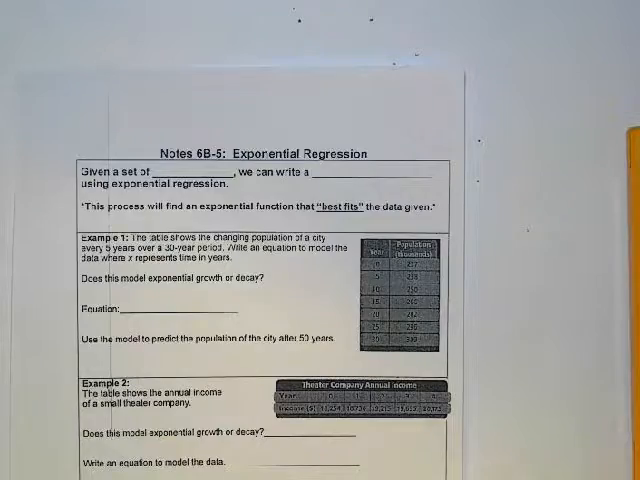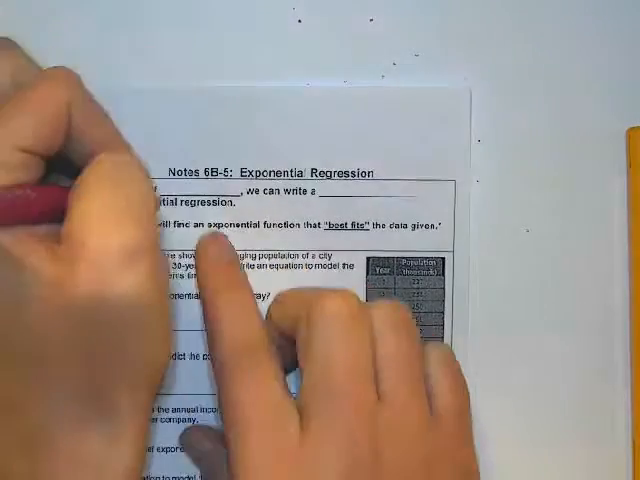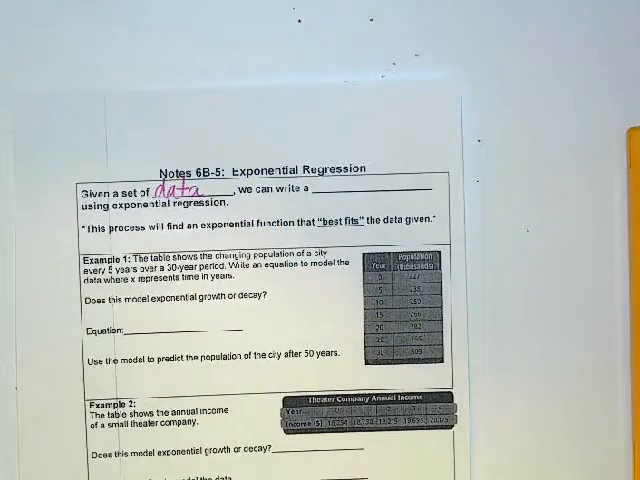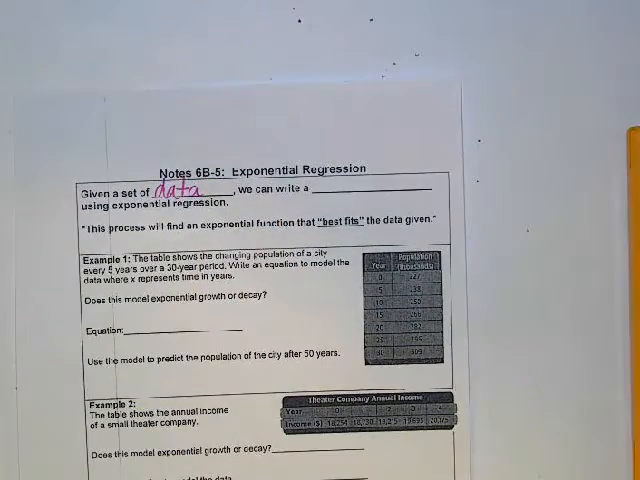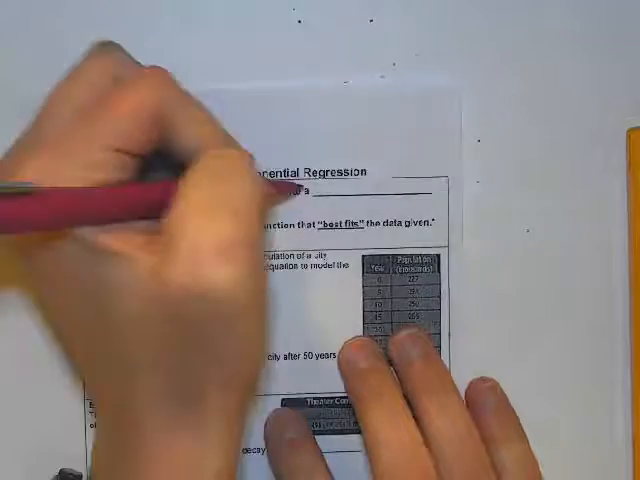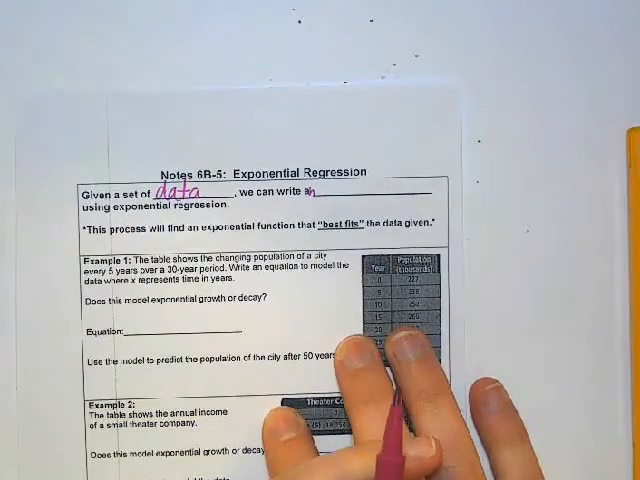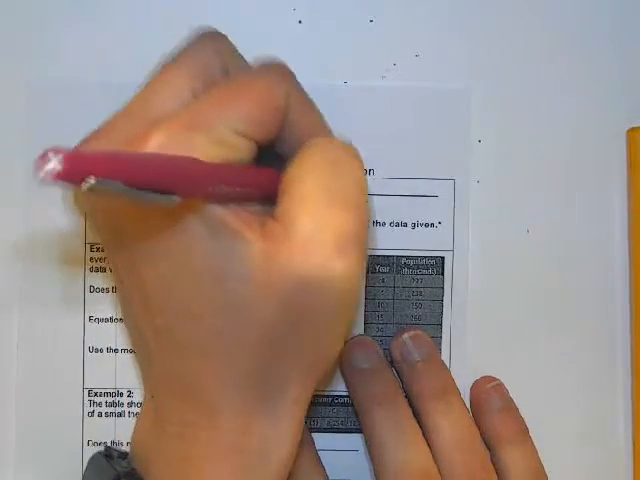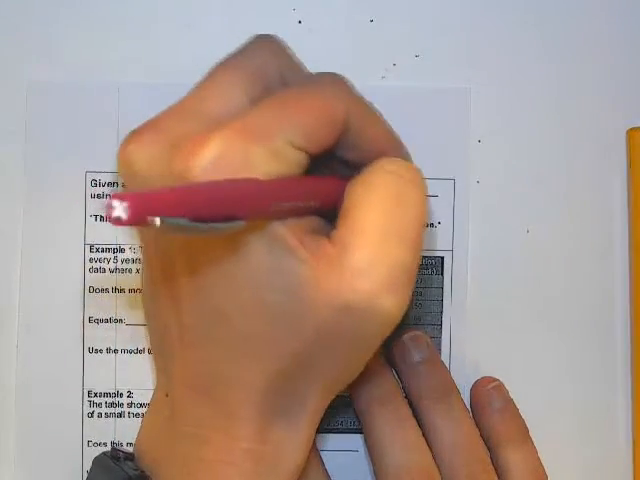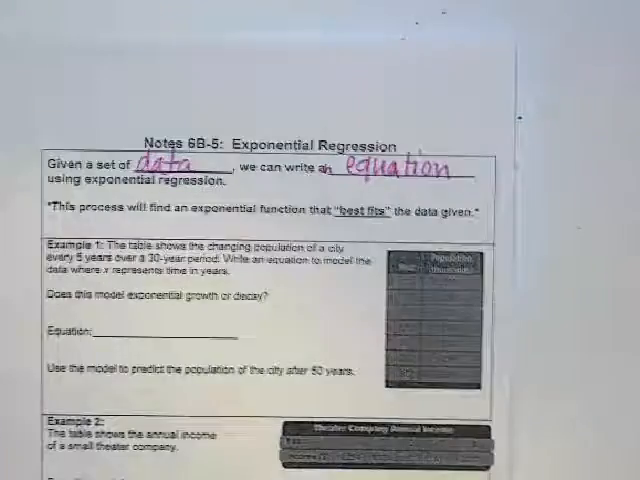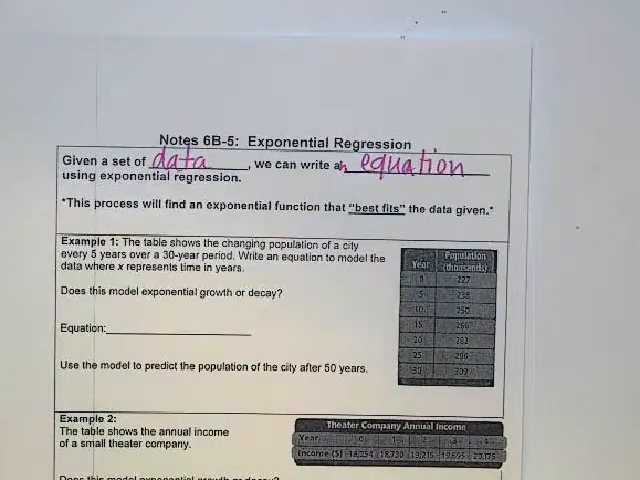All right. It says given a set of data, right? Because the table is data. Given a set of data, we can write. This should say and not just a. We can write an equation using exponential regression. Says this process will find exponential function that best fits the data given.